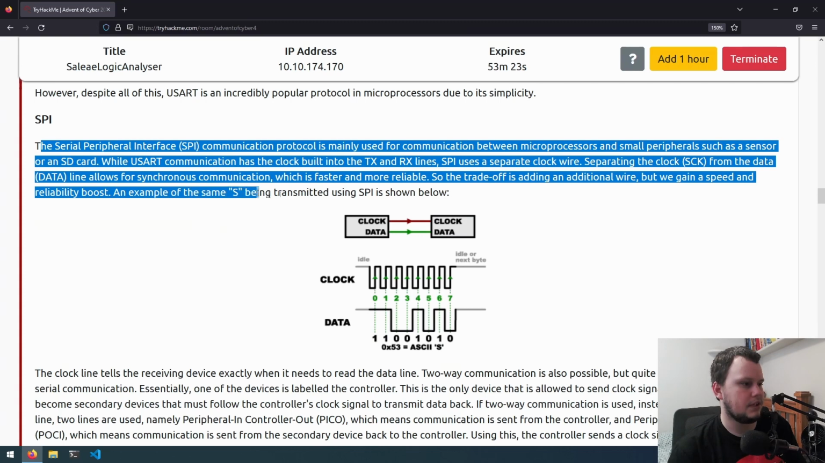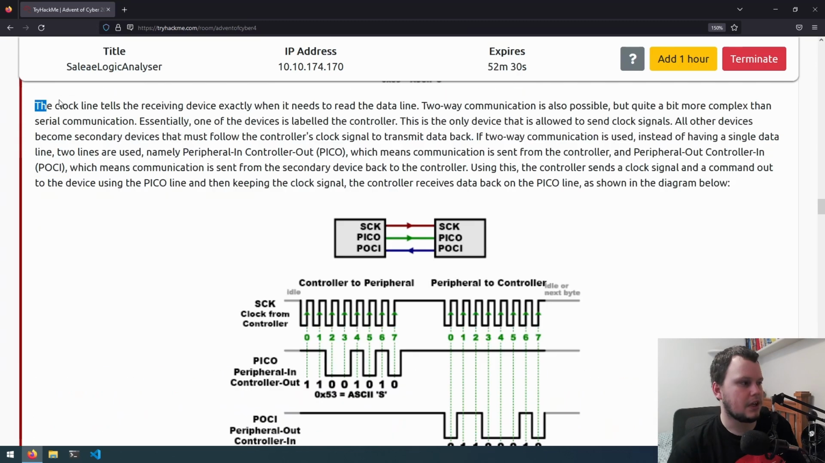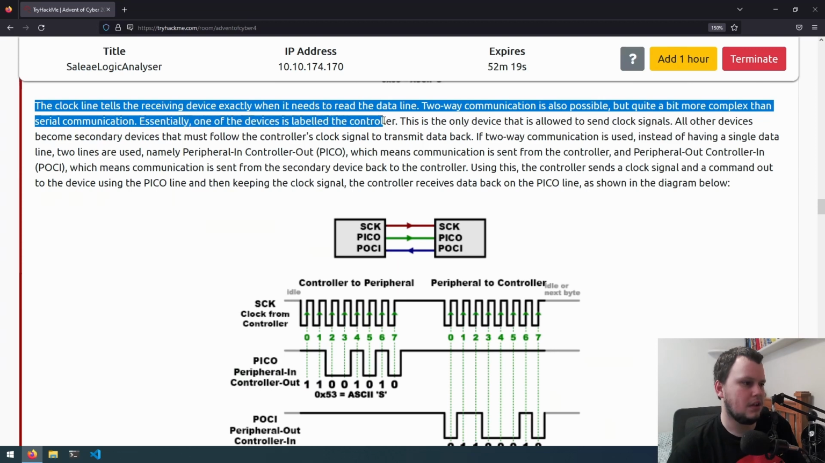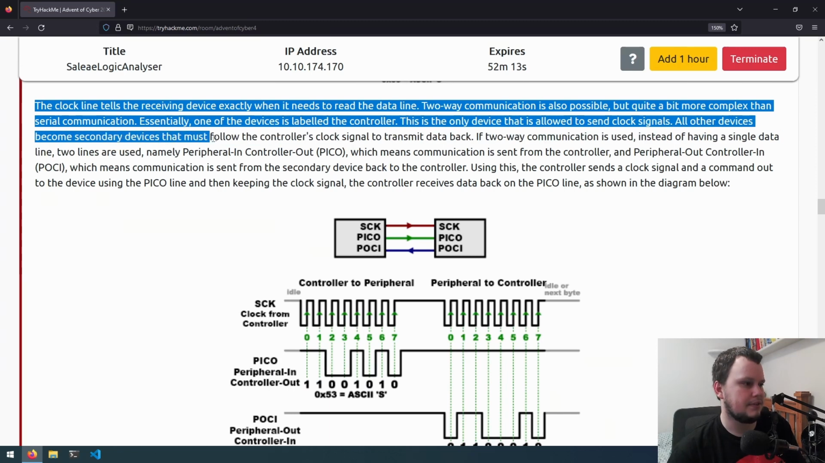An example of the same S being transmitted using SPI is shown below. The clock line tells the receiving device exactly when it needs to read the data line. Two-way communication is also possible, but quite a bit more complex than the serial communication. Essentially, one of the devices is labeled a controller. This is the only device that is allowed to send clock signals. All other devices become secondary devices that must follow the controller's clock signal to transmit data back.